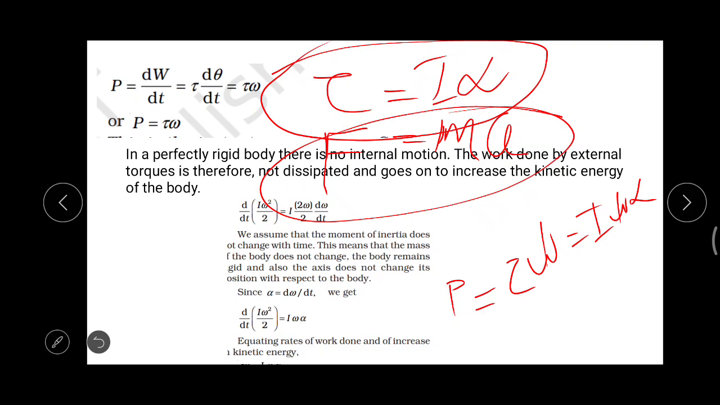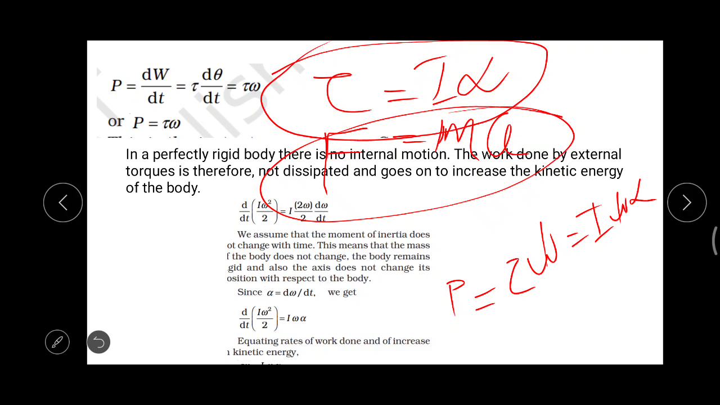If it is asked to derive this equation, you have to start from the work value dW. First derive the work, then find the rate of change of this work value. Then you have to mention that in the case of a perfectly rigid body there are no internal motions, so the work done will be completely used up for the change in kinetic energy. So the rate of change of kinetic energy is equal to the power value. Comparing that, tau becomes I alpha, and comparing with F is equal to ma, instead of tau you write F in linear motion, I is replaced by m, and alpha is replaced by a. Those are the analog values.